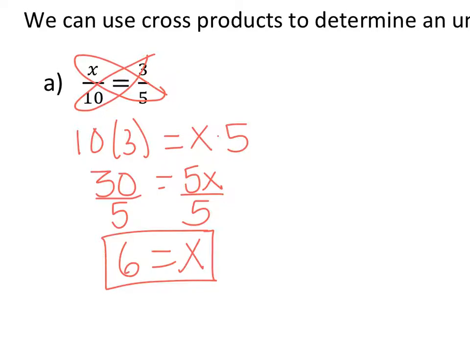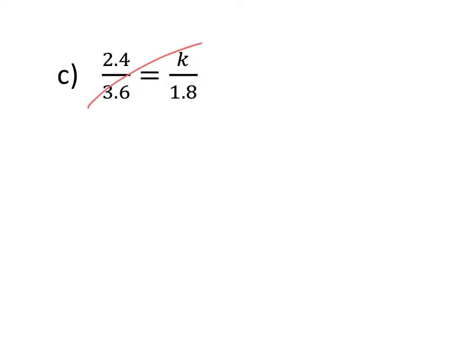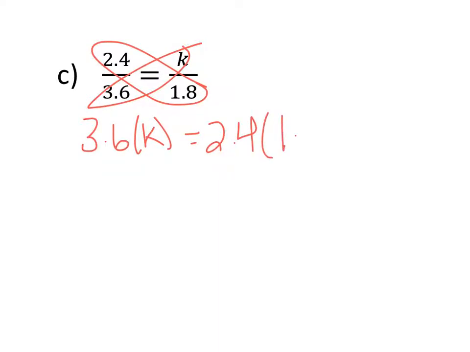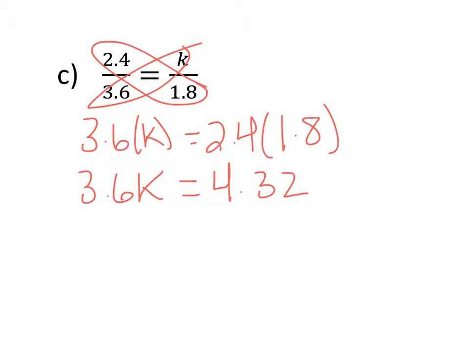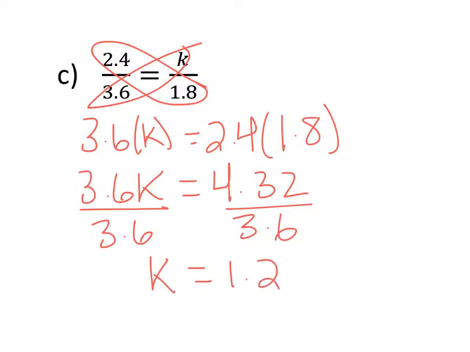Let's skip to C. Cross multiply. 3.6 times k equals 2.4 times 1.8. 3.6k equals 2.4 times 1.8 is 4.32. Divide by 3.6 on both sides to get k by itself. And we get k equals 1.2. Try letters B and D on your own.